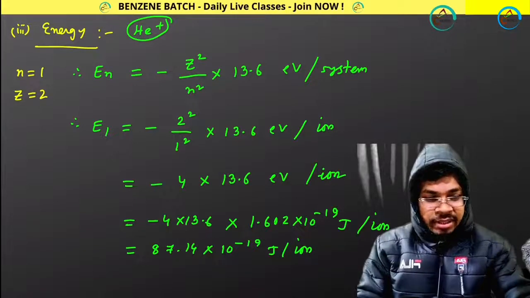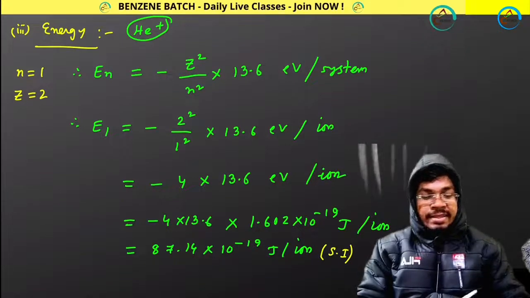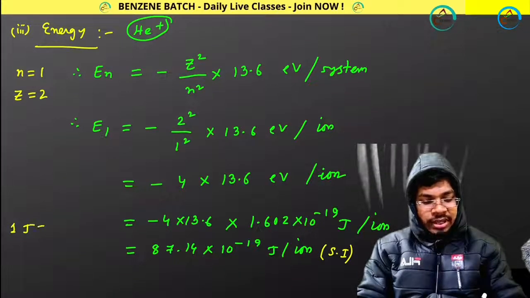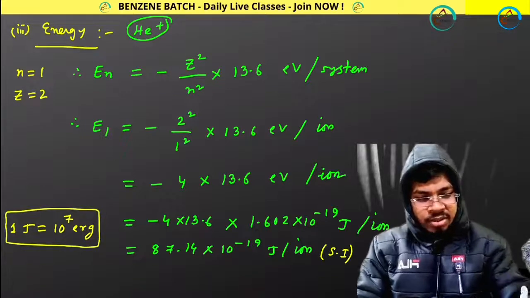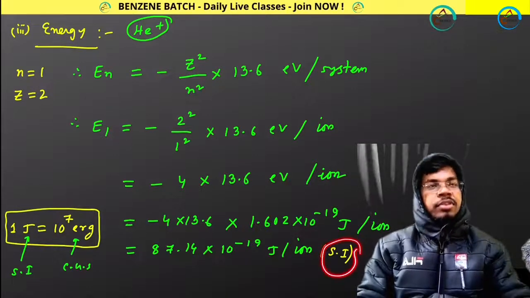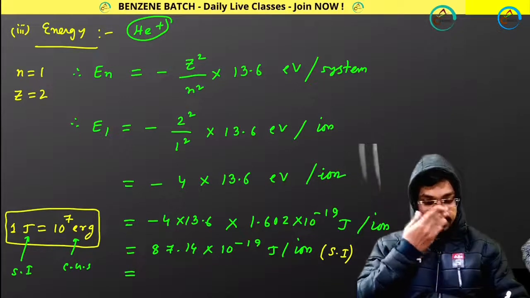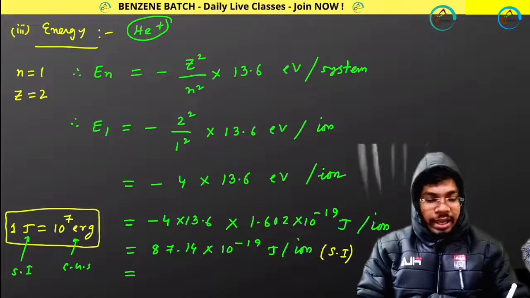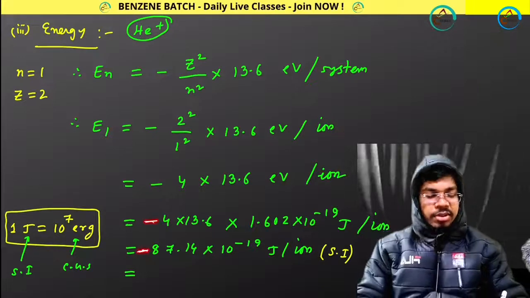So this is the value in joule, that means in SI. How can you convert this joule value to CGS? Remember the expression: 1 joule equals 10 to the power 7 erg. Can you tell me in the comment box how you would convert this joule value into erg? Erg is your CGS unit, joule is your SI unit. You have got your expression in SI unit; how would you convert it into CGS? Thank you so much. I have to take care of the sign. Good job.